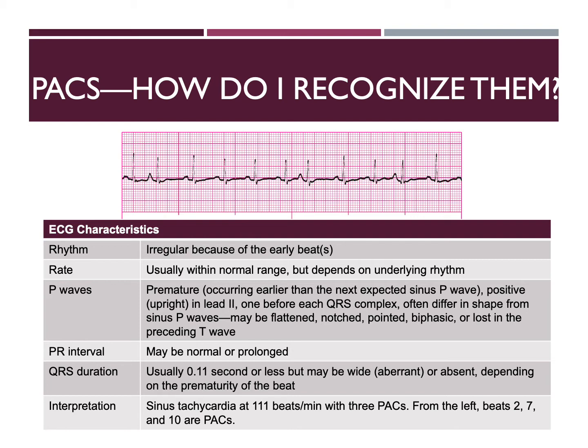Now, as far as the interpretation of this ECG, this is going to show a sinus tachycardia at 111 beats per minute with 3 PACs. Once again, those PACs are going to be beats number 2, 7, and 10.